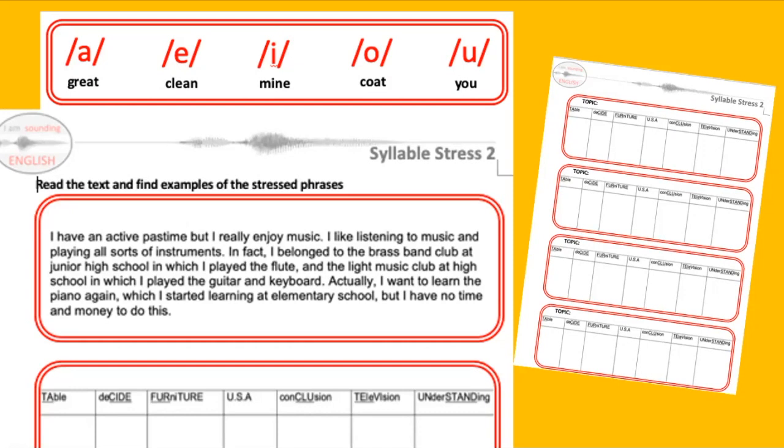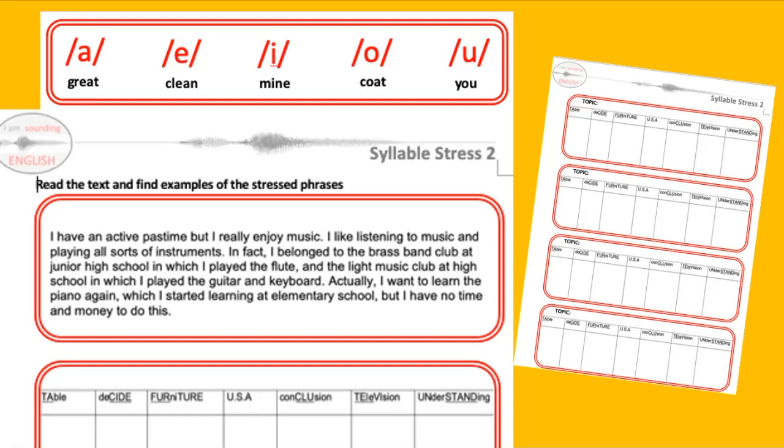But if you look below that, you can see another table, literally table as well. But you can see the stress pattern as well, like table, decide, furniture, USA, conclusion, television, understanding. So what we're trying to do is get students to find similar stress examples from the passage. So you can see table, can you find other ones as well? So example, music, or what other ones can you see?